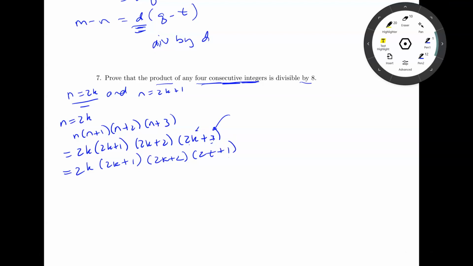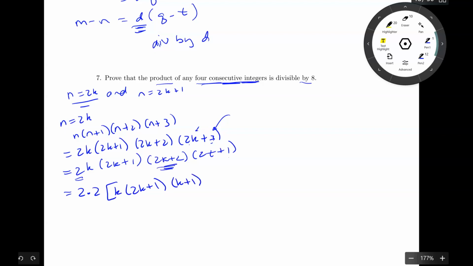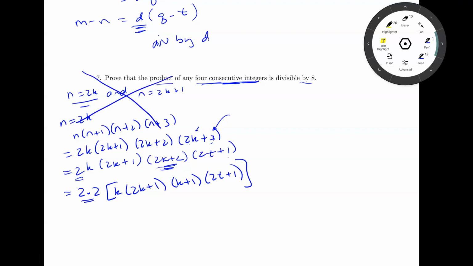Okay, so what am I looking for? How many 2's can I pull out? I can pull out this 2. I can factor a 2 out of here, right? So a 2 and a 2. And I'd be left with a k, a 2k plus 1. This would turn into a k plus 1, and a 2t plus 1. That's not going to do it for me, is it? So I only have a factor of 4 pulled outside. So what does that mean? Breaking up numbers into evens and odds is not going to work. Oh, bummer.